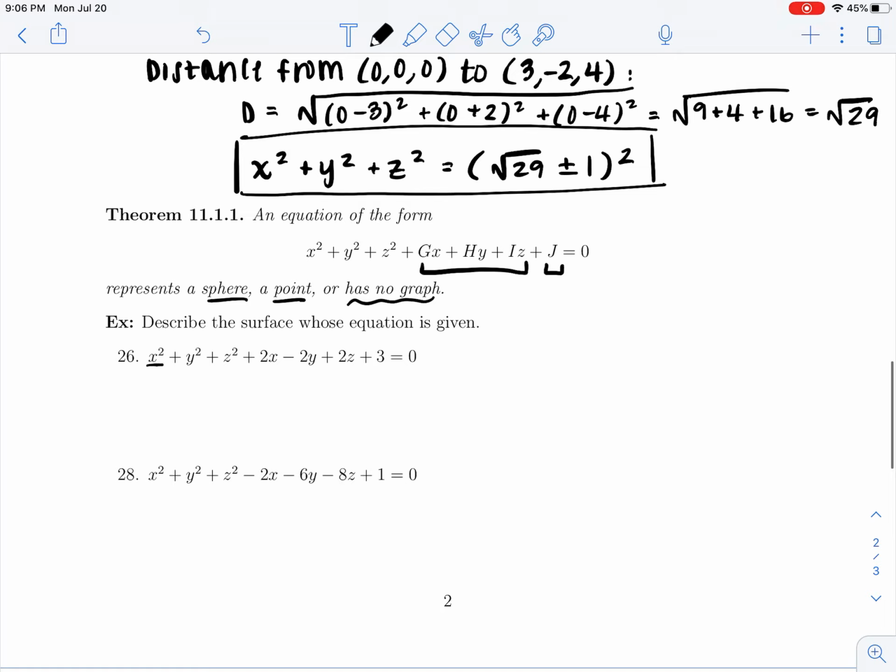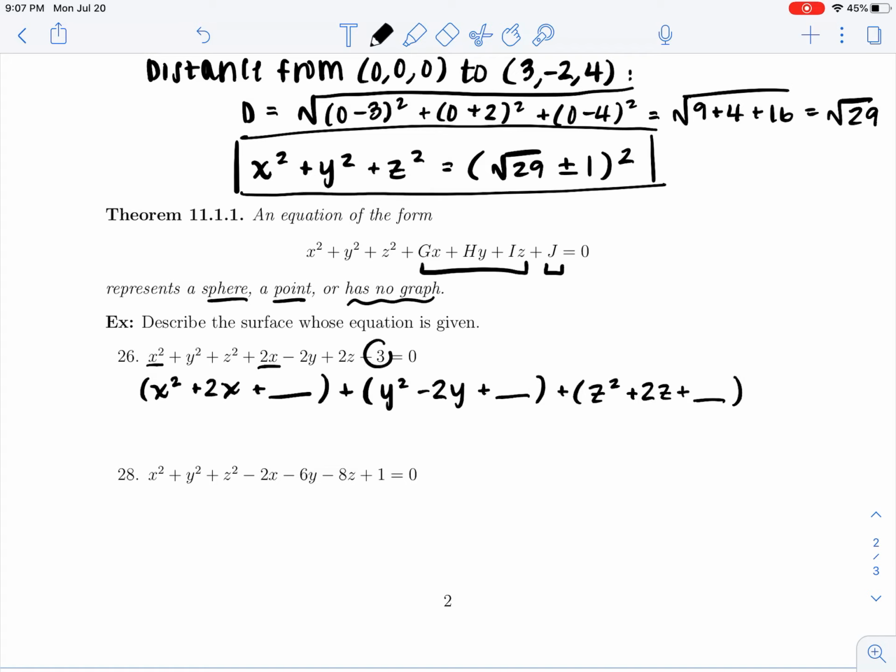What I'm going to do first is I'm going to collect all of the x terms. So x squared plus 2x, and then leave a space here to complete the square. And then similarly, combine the y and the z terms. So I have y squared minus 2y plus blank, z squared plus 2z plus blank. And then I'm going to kick this constant term 3 over to the other side. So I'm going to write minus 3 and then also leave a blank here.